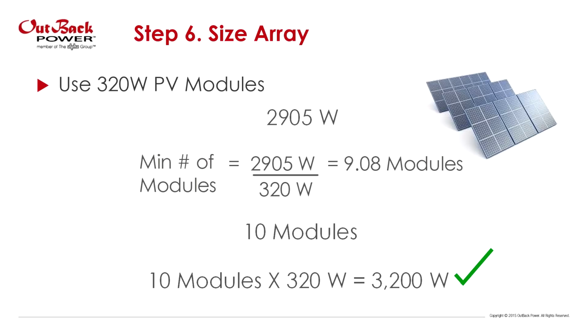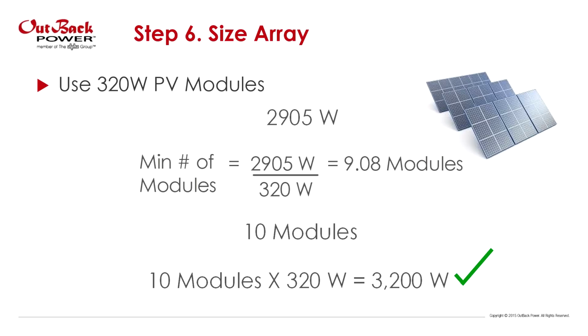We know that our minimum wattage is 2,905 watts, and we know that each of the modules is 320 watts. So if we divide those two, 2,905 watts divided by 320 watts, we get 9.08 modules. Well, we can't have 0.08 of a module, so we're going to have to make a decision. We have to decide if we want to round up or round down, and this is really up to the designer. We're going to round up.